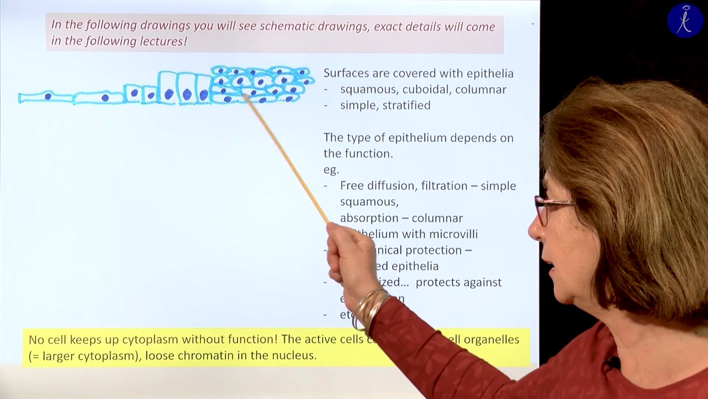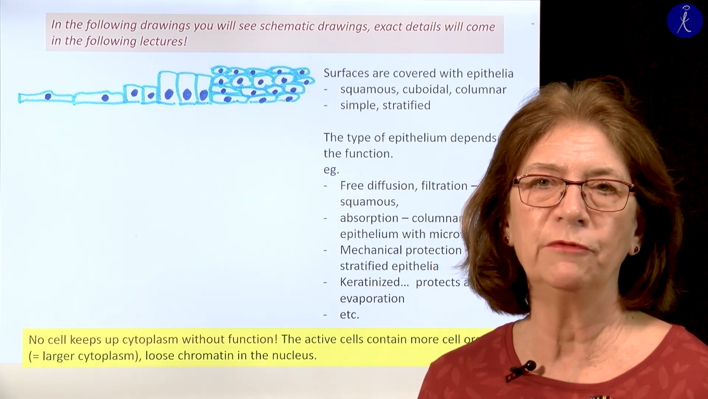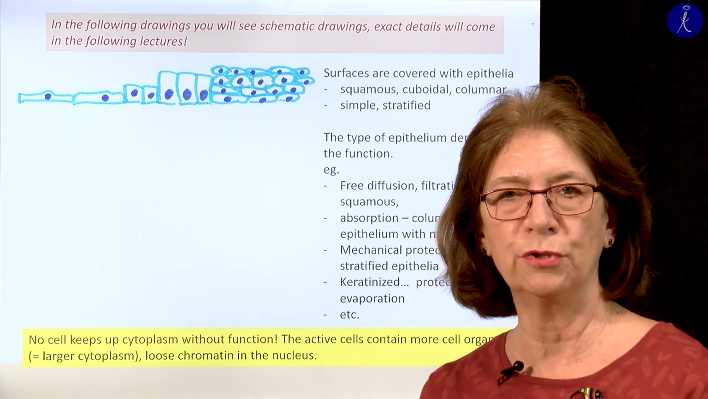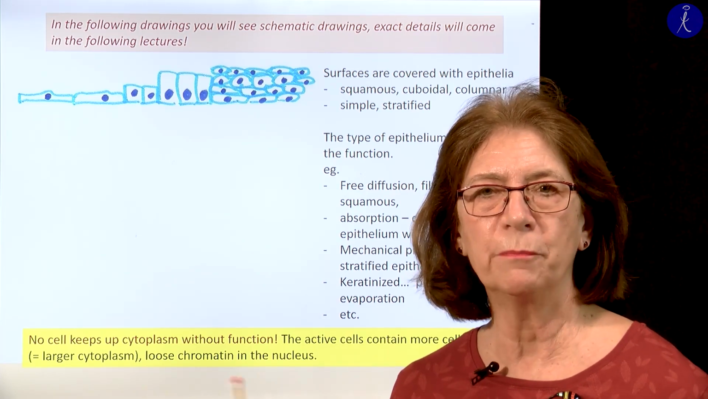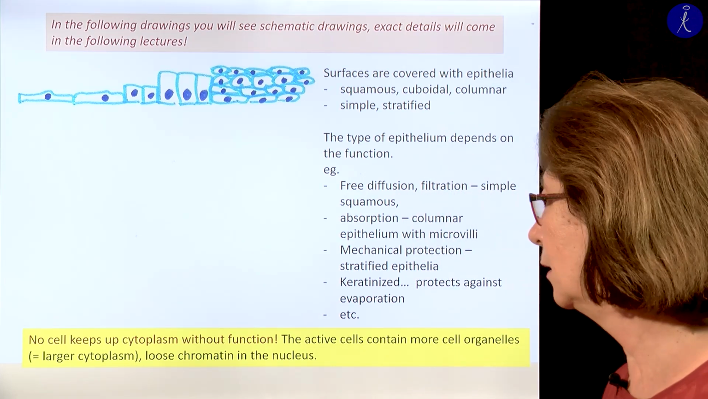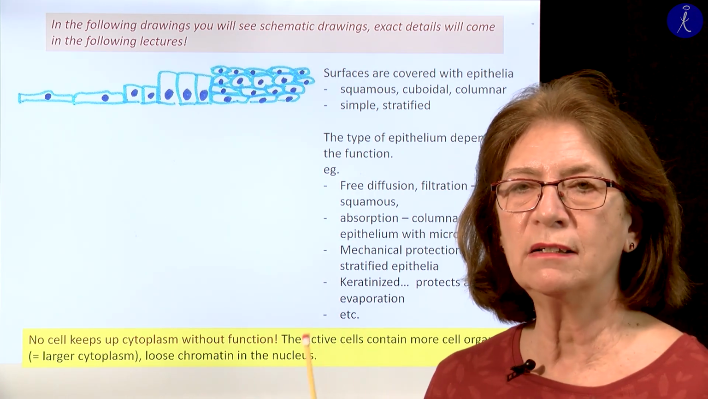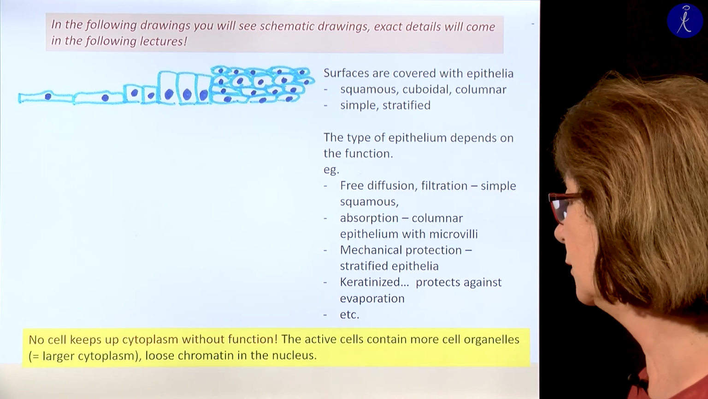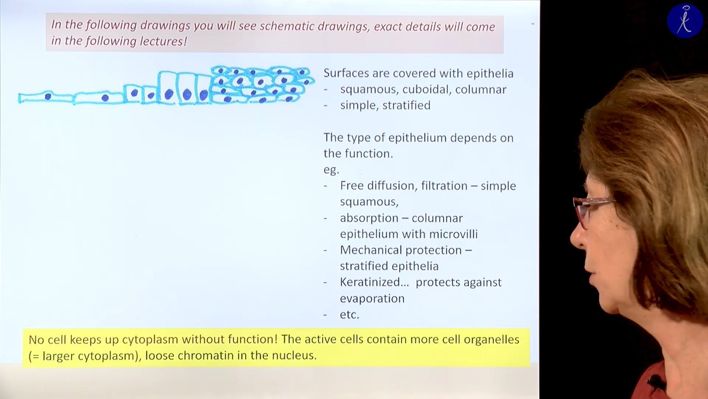If protection is needed, then nature will use stratified epithelia. If it has to protect against evaporation, like on the surface of our skin, that will also be keratinized. So it's very, very practical, the way this is designed. And if you understand the logic, then you will not make mistakes with that. So please remember that no cell keeps up cytoplasm without function.